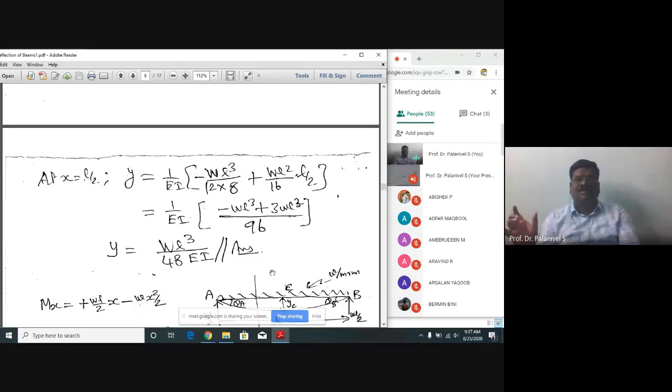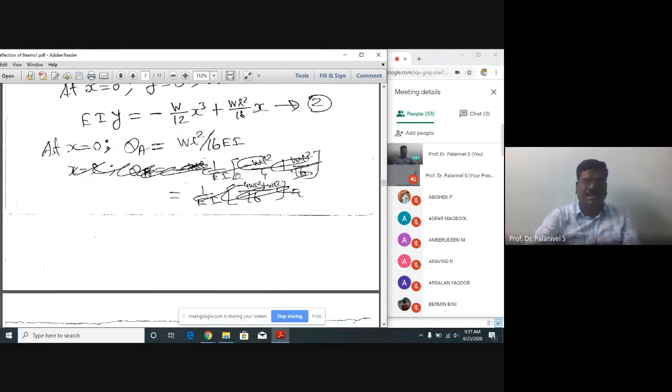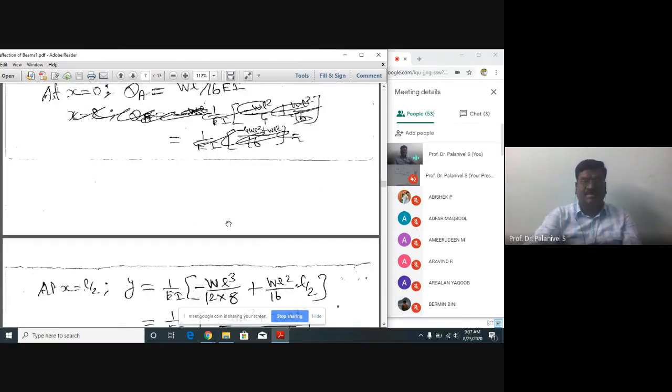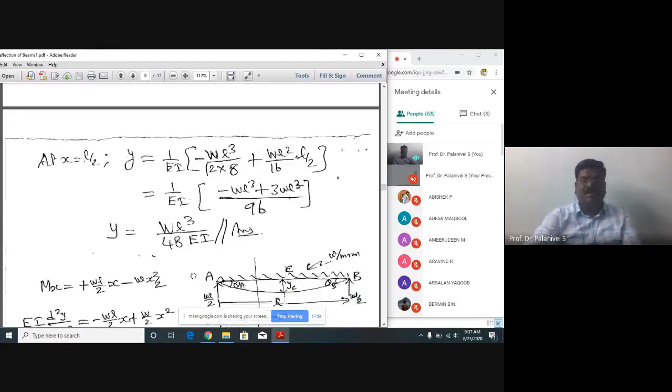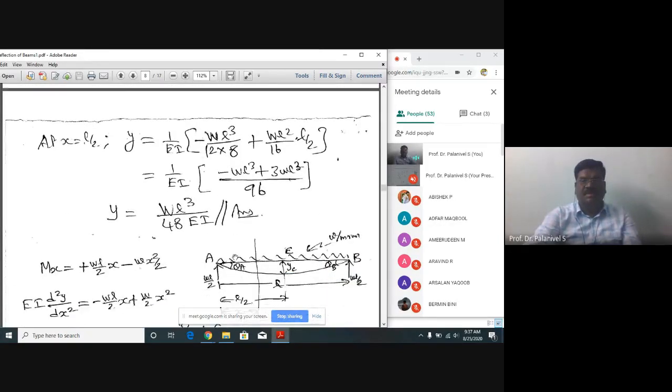Maximum deflection of a simply supported beam subject to point load at the center. What is the deflection at the point load? What is the maximum deflection? If somebody asks you, immediately you have to say PL cube by 48 EI. If you don't like that, say WL cube by 48 EI. So I advise you, even if you don't remember the slope, WL square by 16 EI, it doesn't matter, but the deflection is very important. This expression you have to use ready-made during your future study. That is very important here.